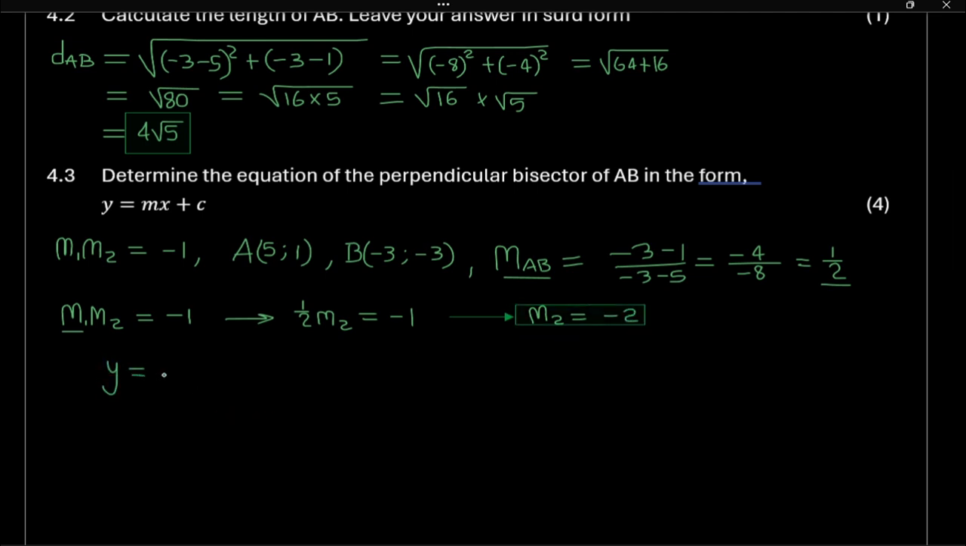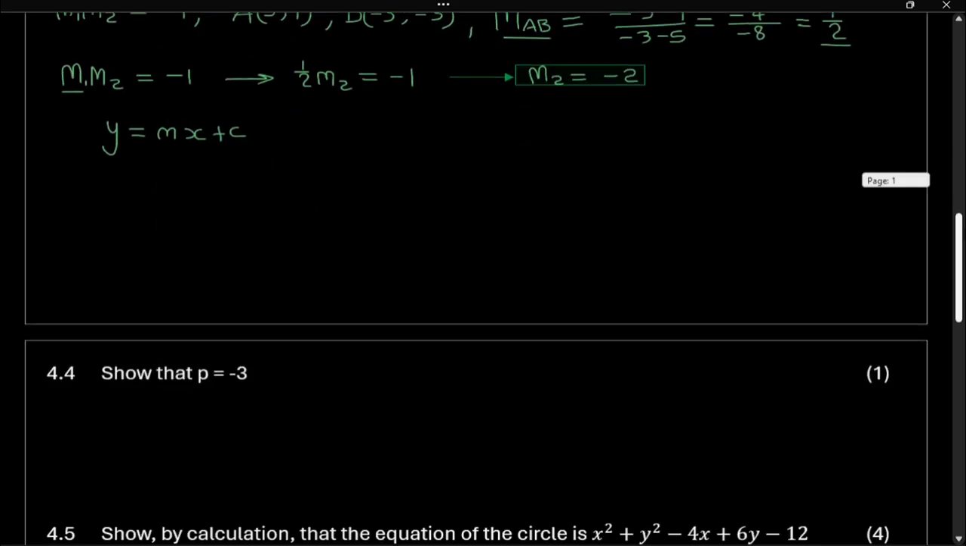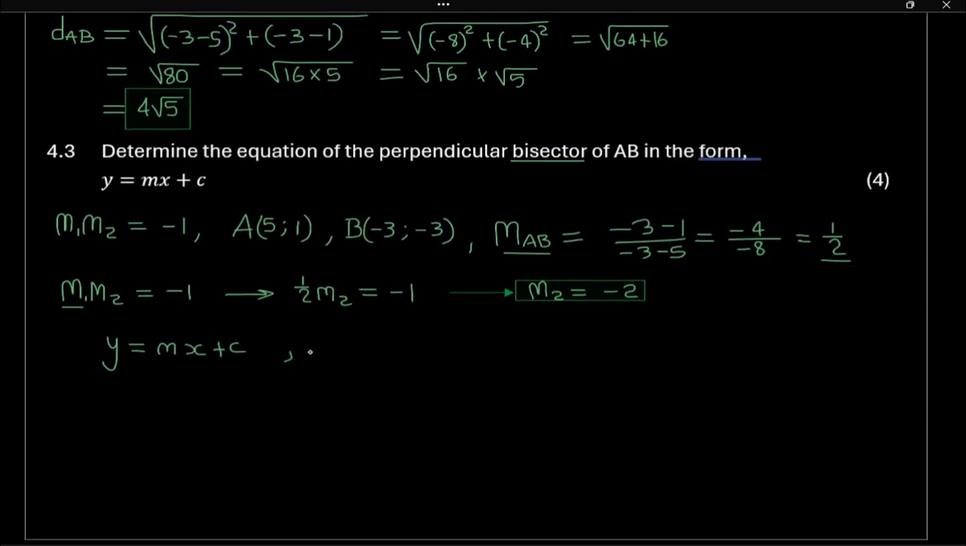Now the equation we have is y equals mx plus c. We need the y and x coordinates and the gradient to find the value of c. We're using E, because that's the point it has to pass through. So choose the correct coordinate. E has coordinates 1, -1.